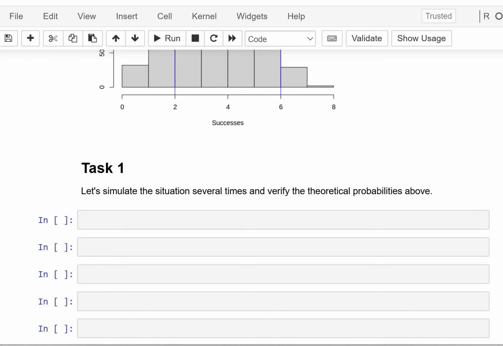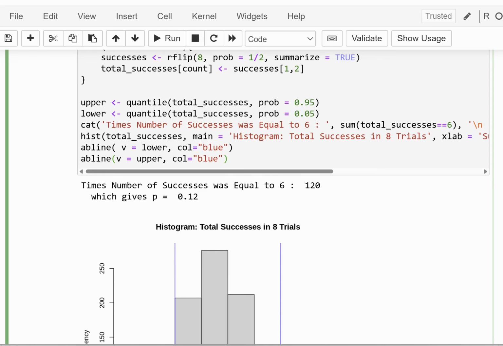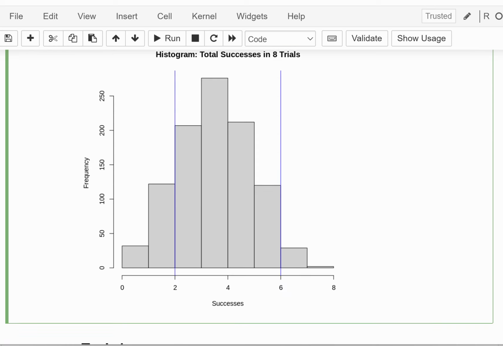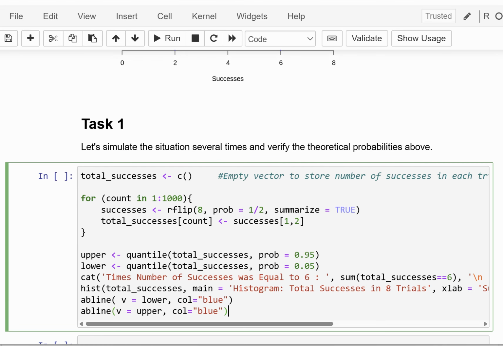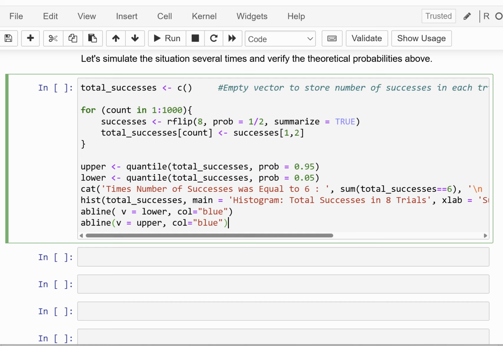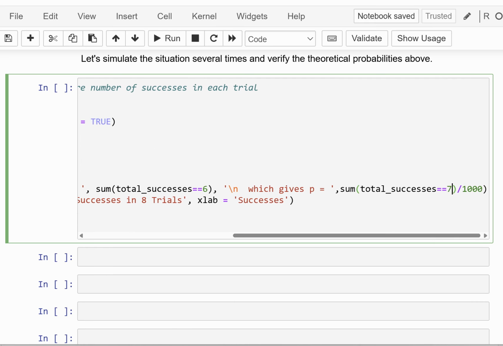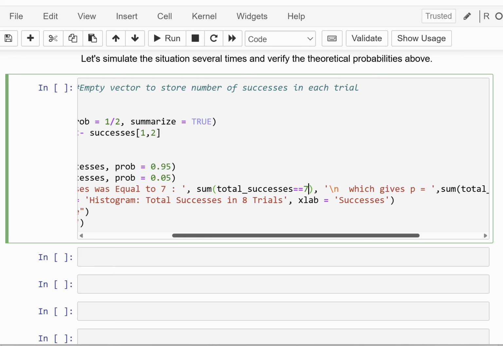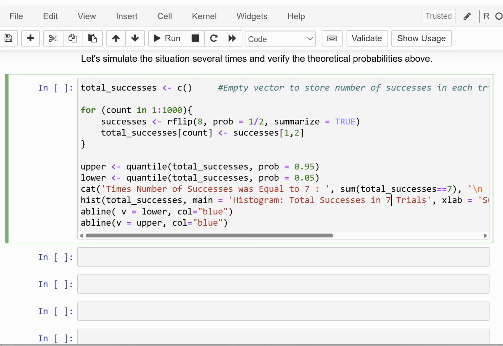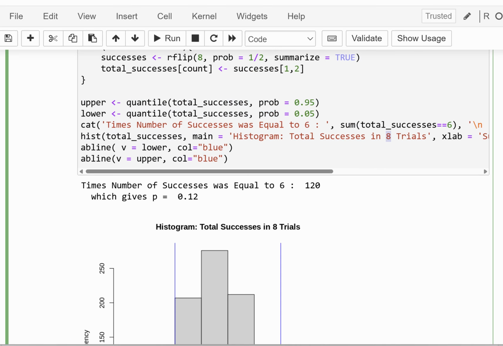Okay, and let's simulate the situation several times and verify the probabilities above. So what I want to do, and I don't have a table this time, I just am going to run the simulations. I'm going to do 1,000 trials again, but now I'm going to estimate the probability of getting 7 correct. So I have to change the 7s in these formulas. I'll change 7 here in the histogram. Oh, did I get that changed in the histogram up here? So that the title in the histogram matches the actual number of trials that we're looking at. Sorry about that.